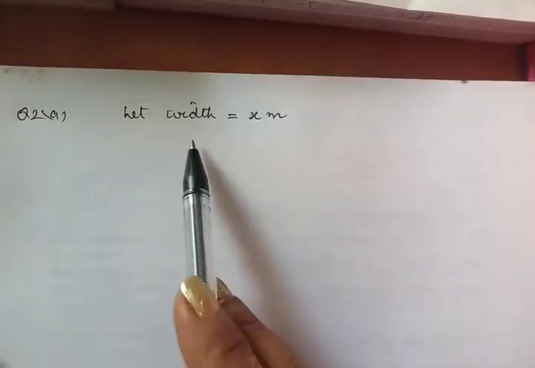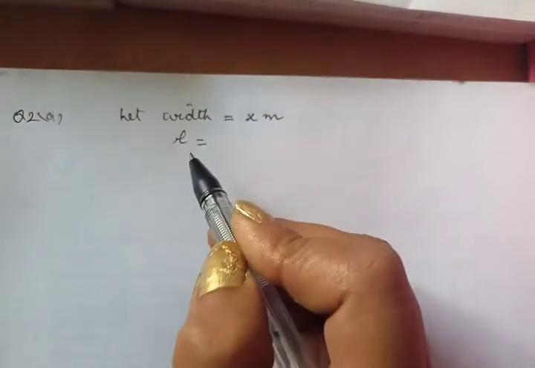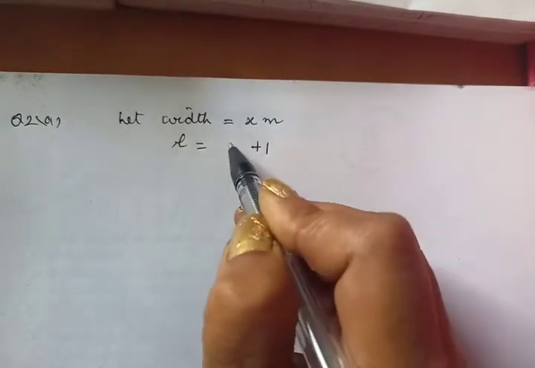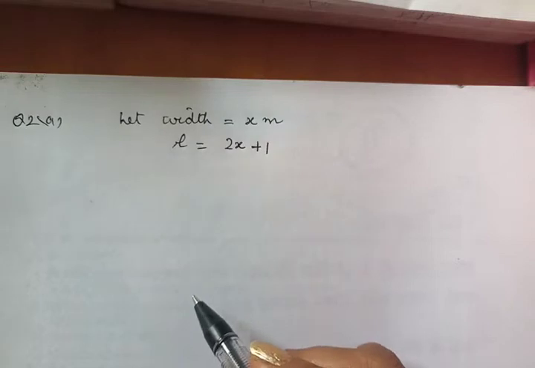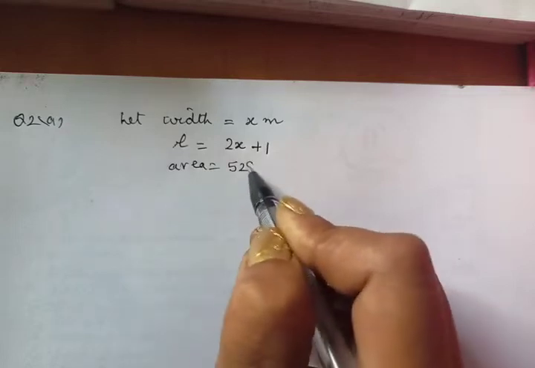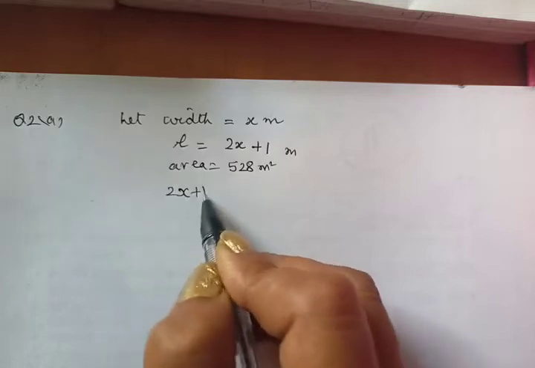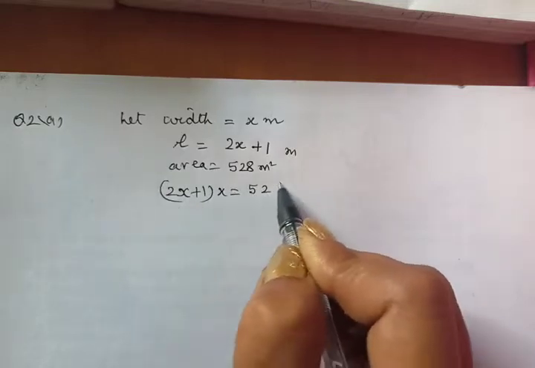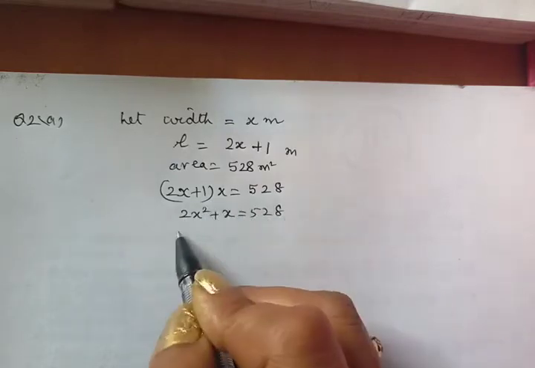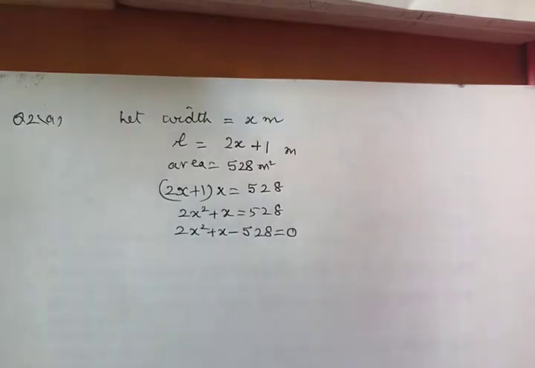So I have assumed the width to be x meters. Don't forget to write the units along with. And we are given that length is 1 more than twice the width. 1 more means plus 1. Twice the width means 2x. So we've got the length. And we are also given that area is 528. So now it should be easy for you to frame it in the form of an equation. We know that length into width is equal to 528. So 2x square plus x is equal to 528, and 2x square plus x minus 528 is equal to 0.